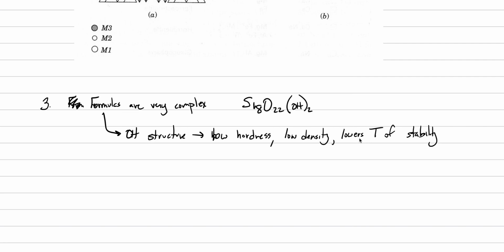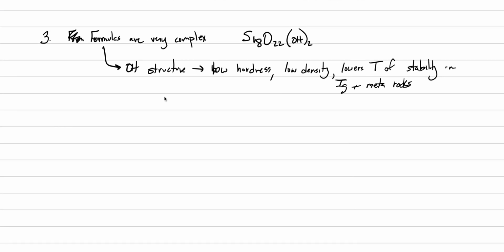Basically, the OH says this mineral is only stable where OH can exist. And it's like in metamorphic rocks less than 600 degrees Celsius, in igneous rocks less than 1,000 degrees Celsius. So it lowers the temperature of stability in igneous and metamorphic rocks. This is something that I want you to know. It holds true for all of the amphiboles, no matter which type we're talking about.